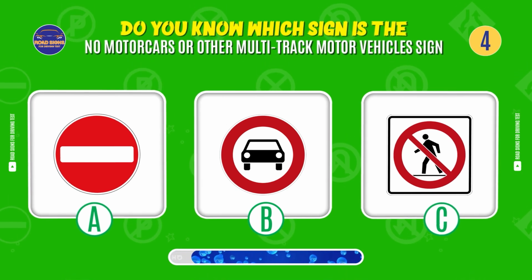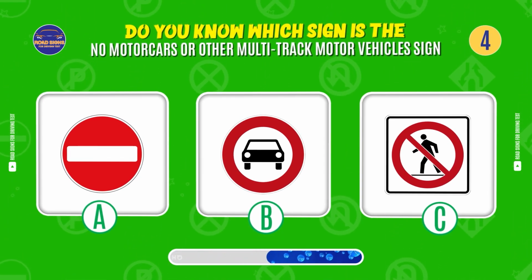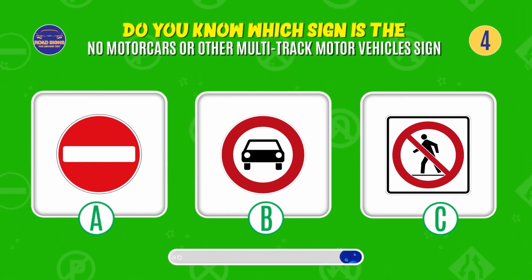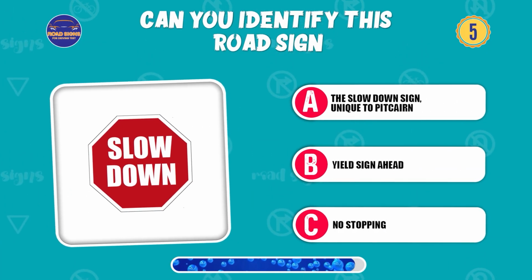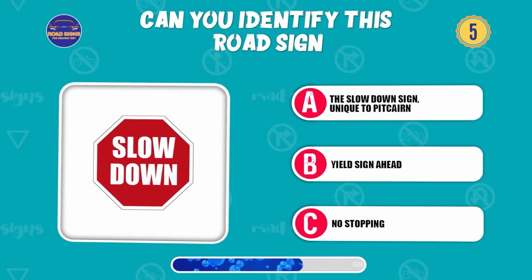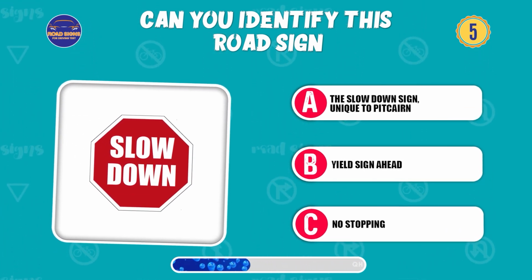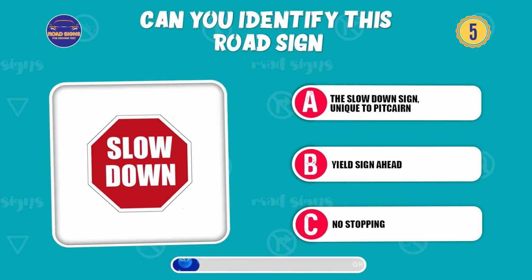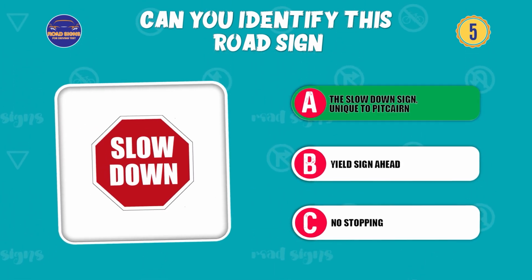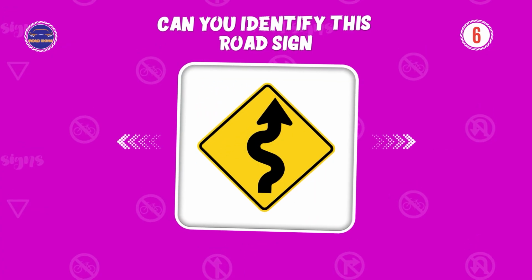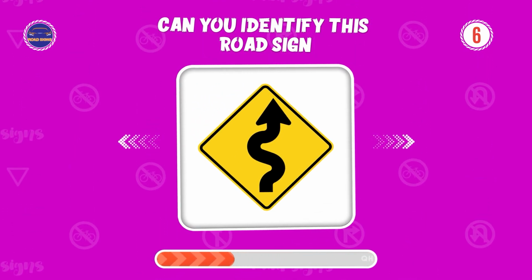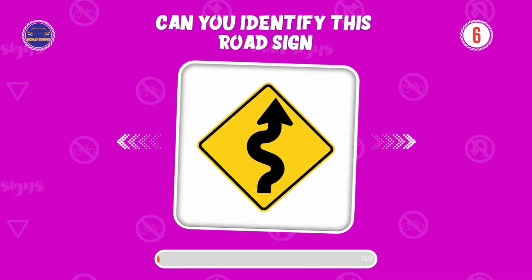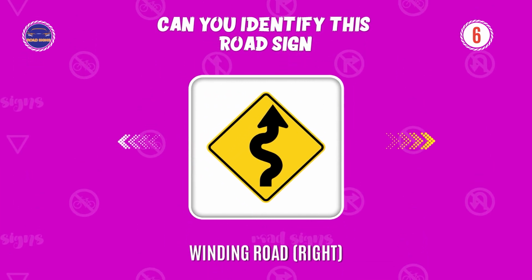C. No pedestrians. Do you know which sign is the no motor cars or other multi-track motor vehicles sign? What unique sign does this represent? The slow down sign, unique to Pitcairn. What potential hazard does this sign warn about? Winding road, right.